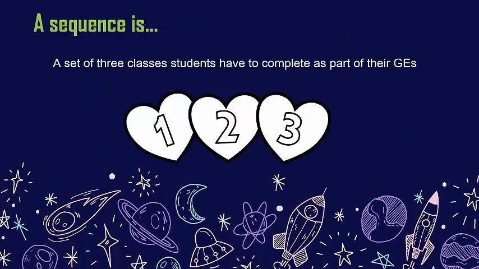A sequence is a set of 3 classes students have to complete as part of their GEs. Some of our GE sequences require that the courses are taken in order, as the course material will build upon what was previously taught. Examples include math and science courses, as well as foreign language courses. On the other hand, some of our GE sequences offer a variety of courses from which you complete 3 courses in no specific order. Examples include the political science or psychology courses from the social sciences requirement.